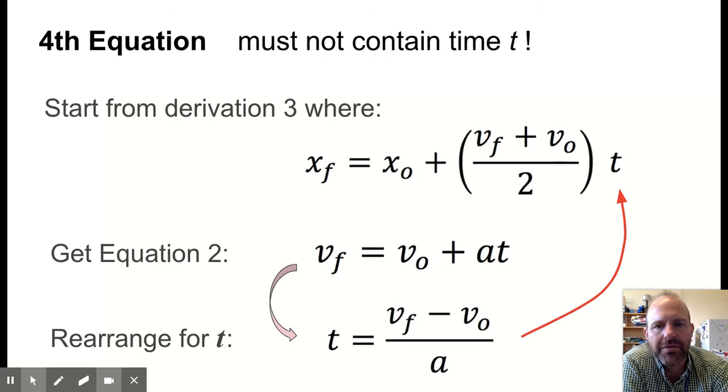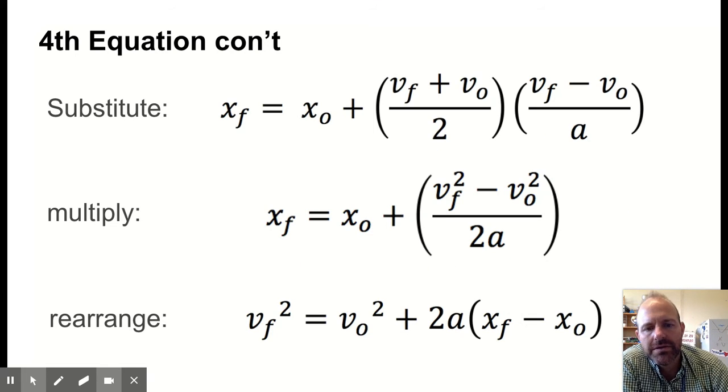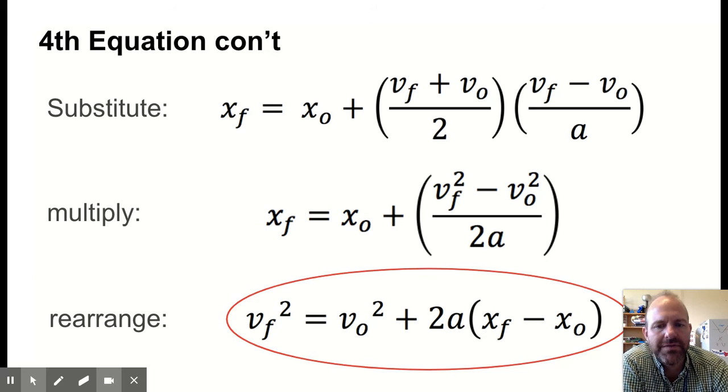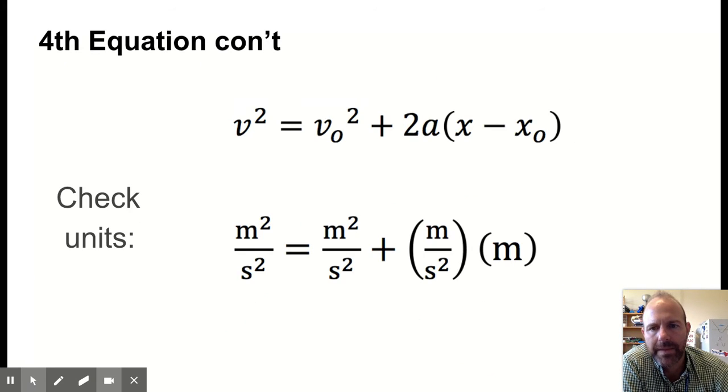And to derive the fourth equation, we start from the third derivation, but instead of solving for that final velocity and replacing it, we're going to get rid of time by rearranging equation 2. Do a little more work, and we end up with this: V final squared equals V initial squared plus 2a delta x, which seems a little cumbersome, but it has the power of not revolving around time. So even if we don't know how long something has traveled, we can still say useful things. The units, again, check out.